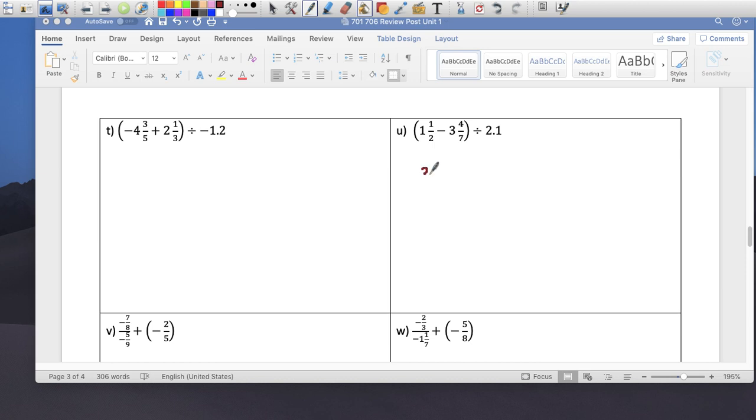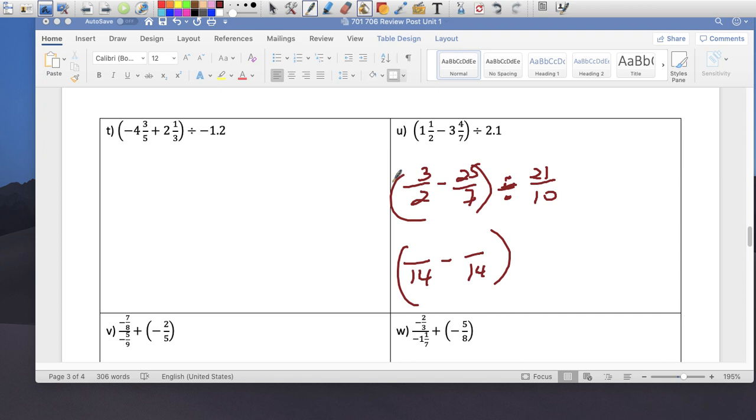Again, I'm going to change, so it's going to be 3 over 2 minus 21 plus 4 is 25 over 7. I change this to a fraction. It's going to be 21 over 10. Find the common denominator, which is 14, right? So it's going to be times 7. Times 7 is 21. Times 2 times 2 is going to be 50. Divided by 21 over 10.